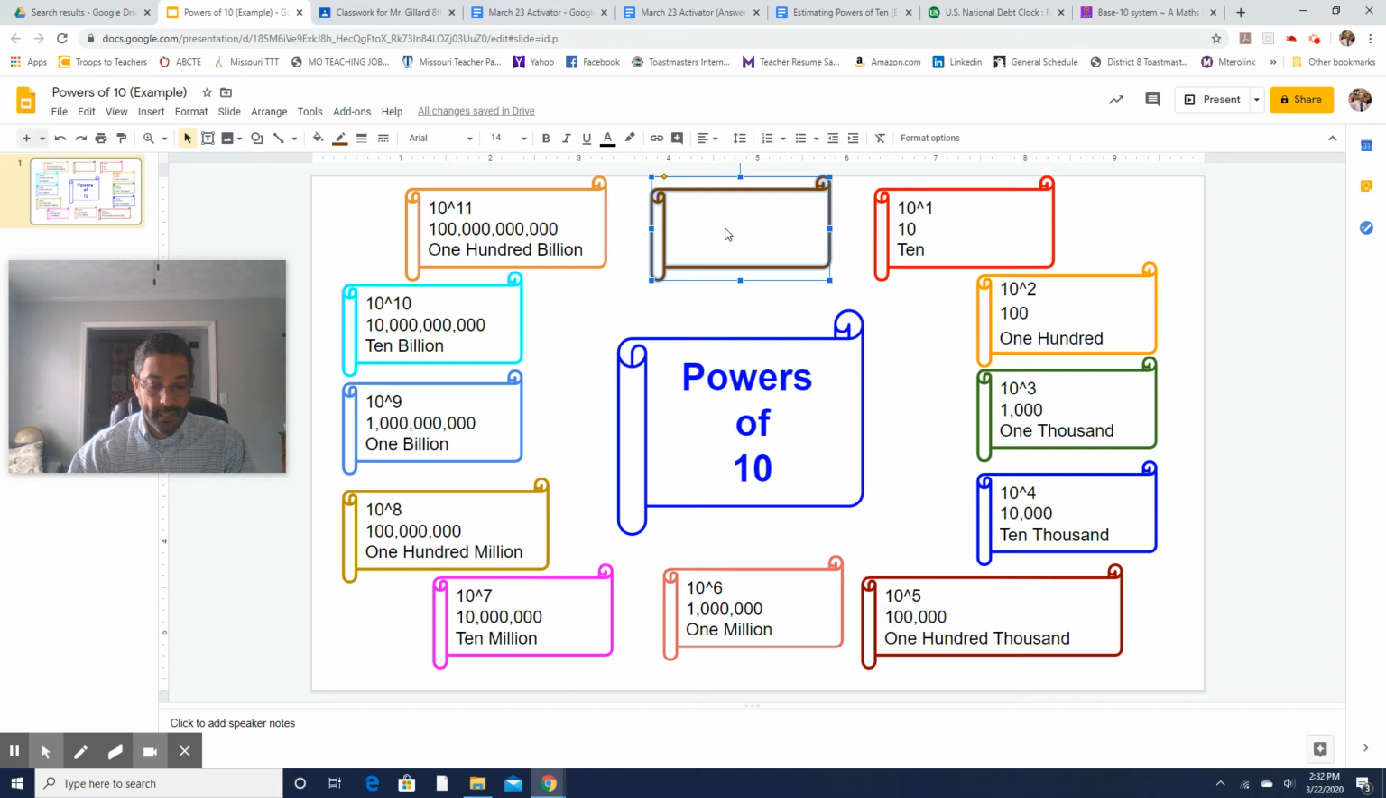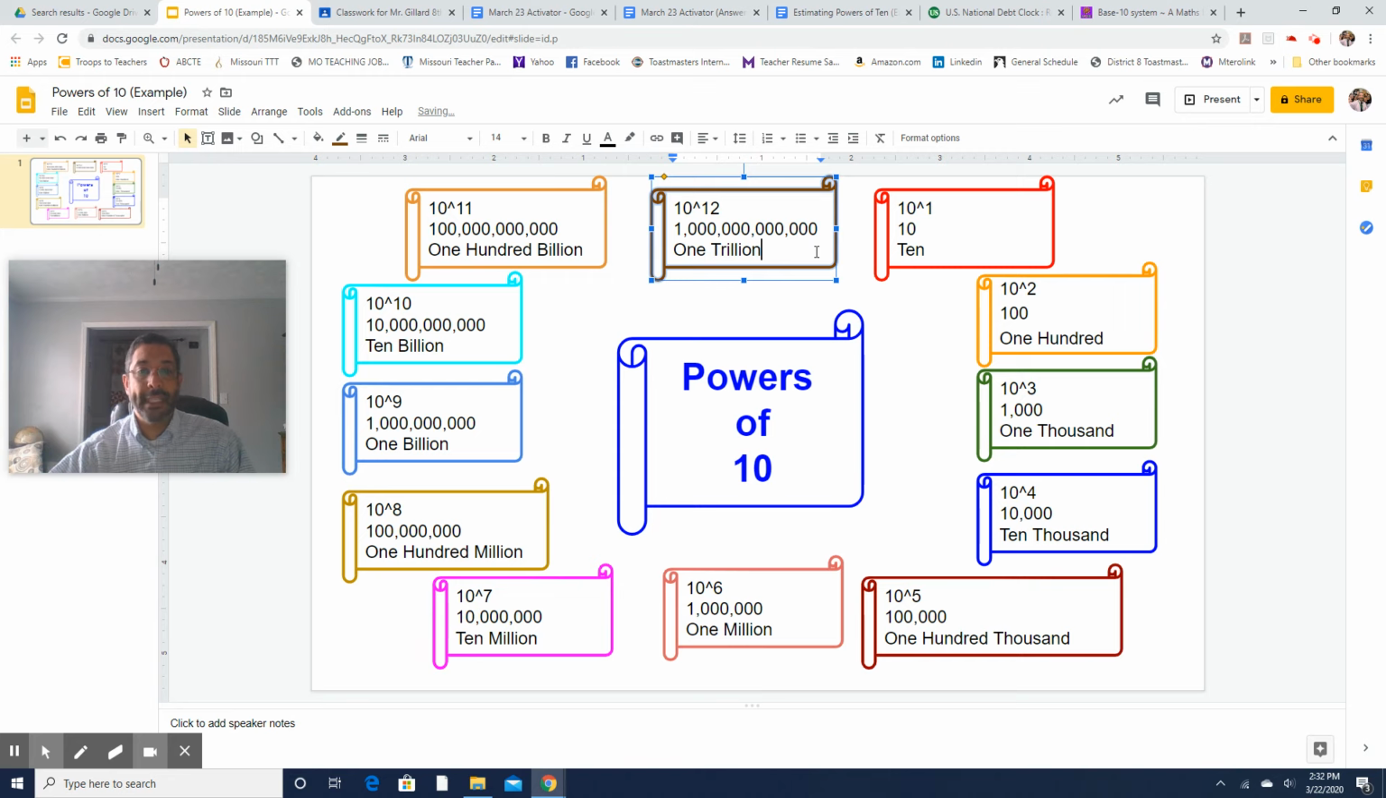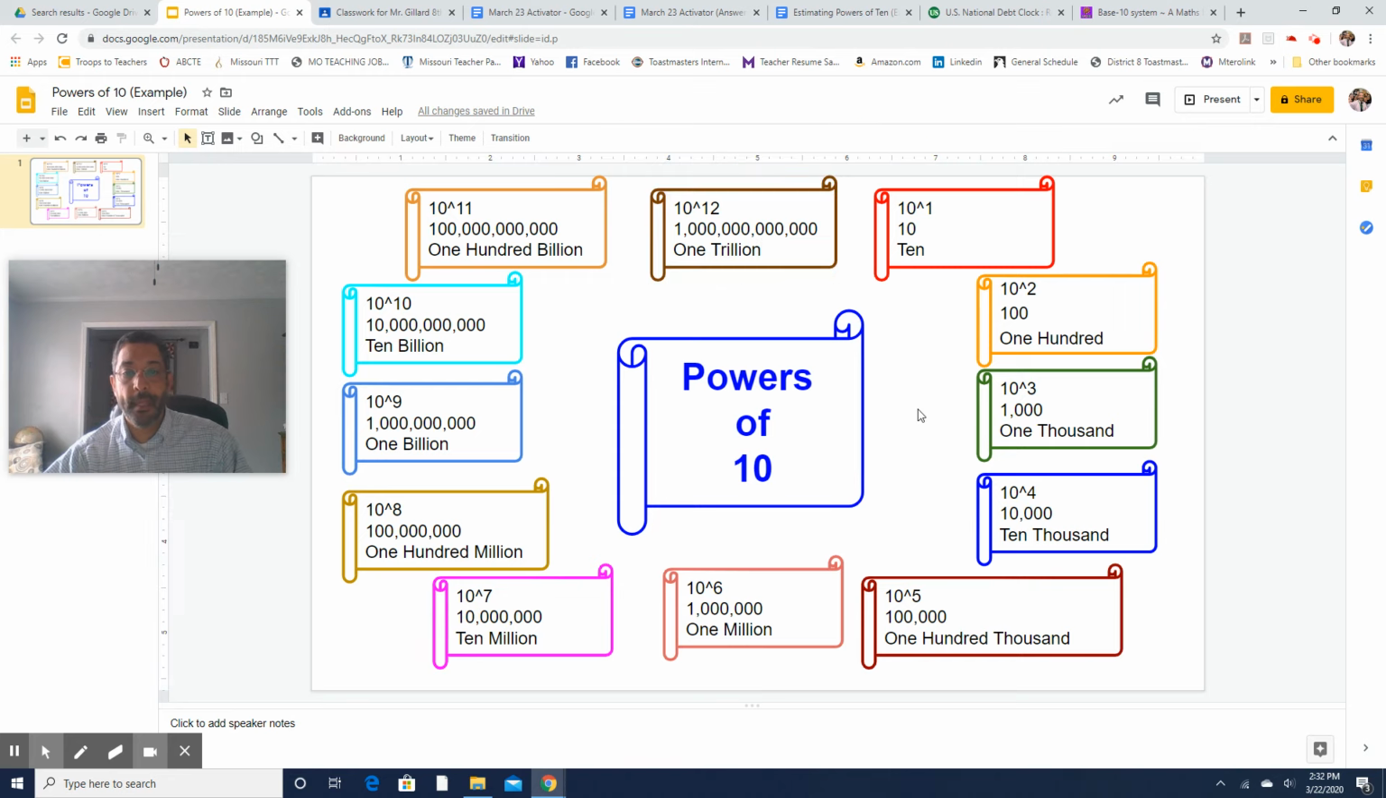And then finally, 10 raised to the 12th power, which is going to be 1 with 12 zeros after it. Stretch that cell a little bit so I can keep all those zeros together. So this is going to be 1 trillion. Okay?